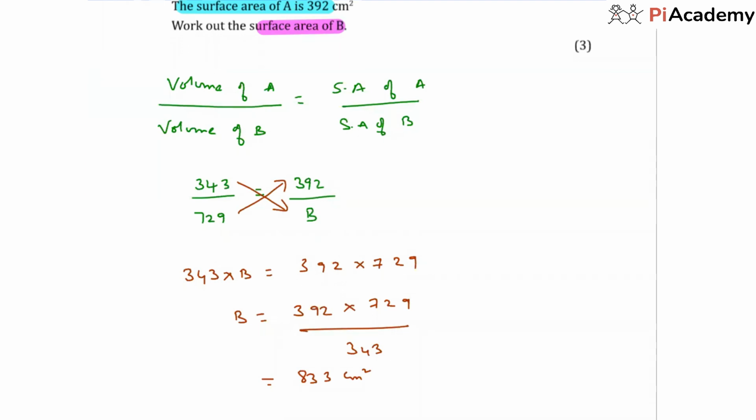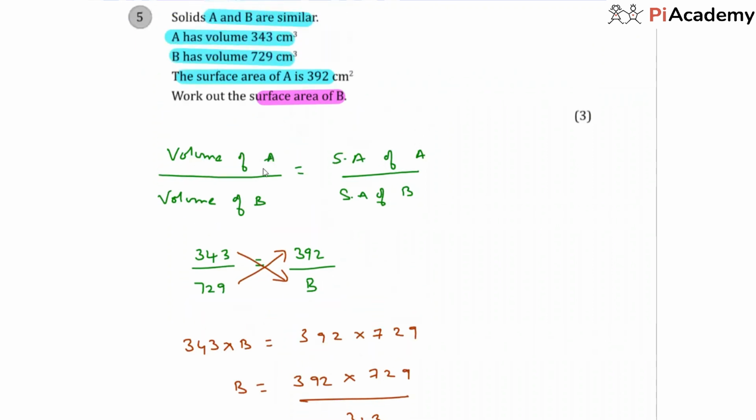If you do 729 divided by 343, you cube root it to find the length scale factor, which is 9/7. But for the surface area, you square the 9/7, so that would be 81/49. And you do 81/49 times 392 because you find the big one, and B is bigger than A. That is how you get 648. Okay, you can also do it this way.